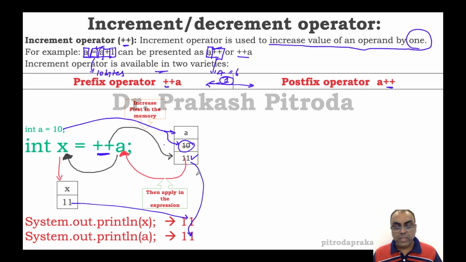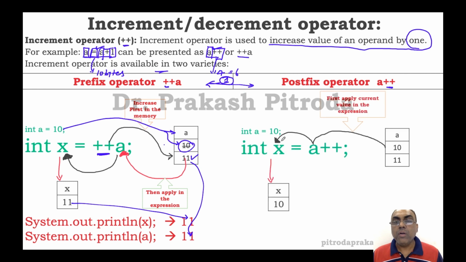However, if I say postfix, again I take a equal to 10. Now if I say int x is equal to a plus plus, earlier it was plus a, now it is a plus plus. This is the expression side. What the computer will do in this case is take the first value, because the variable is first. First the computer will supply the value 10 of a, and from here it will go into x, so x will store 10.